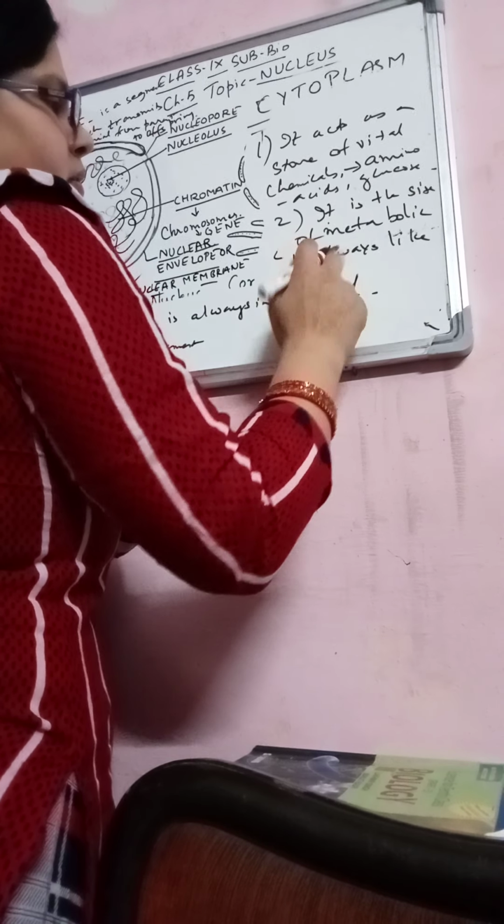The first function of the cytoplasm is that it acts as a store of vital chemicals like amino acids, glucose, etc. Number two, what I told, is that it is the site of certain metabolic pathways like glycolysis, that you can study in the higher classes, glycolysis, right?